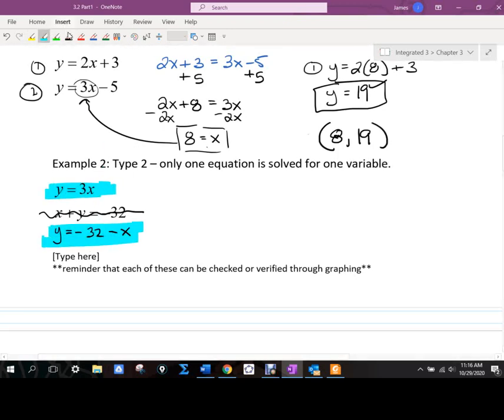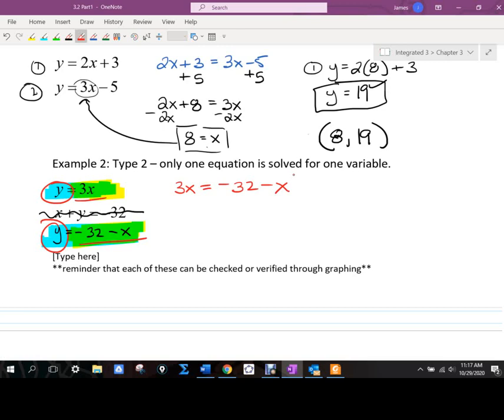Now they are both solved for y, right? And could you just say that 3x and negative 32 minus x are the same thing? Does that make sense? If the y's are the same, right there and right there, then these parts have to be the same. So we'll go ahead and solve it. That's just doing one algebraic step to turn it into that first type of equation that we saw in the notes.